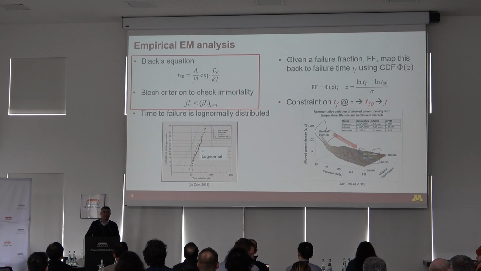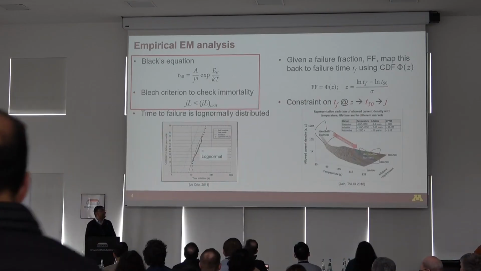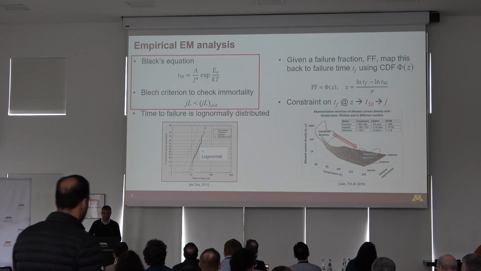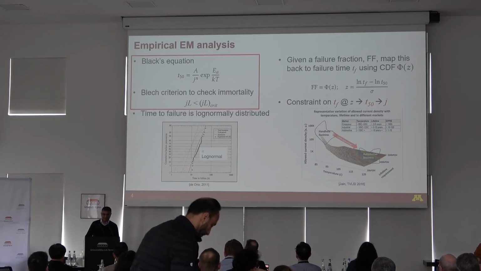There's also this other factor called the Black criterion, which says that if your wire is either very short or if it has a very low current, then the forward electron wind force and the backward force due to backstress balance out, and you'll never reach the point where the wire breaks. There's actually a theoretically derived criterion for this, which says that the product of the current density and the length should be less than some constant, which is material dependent.